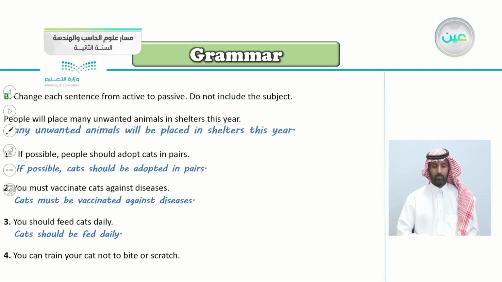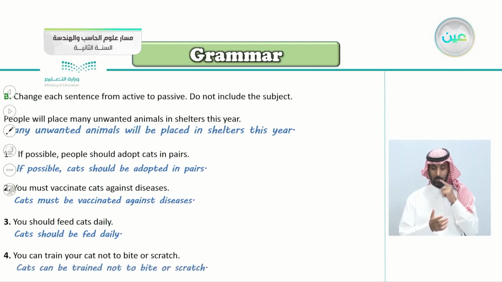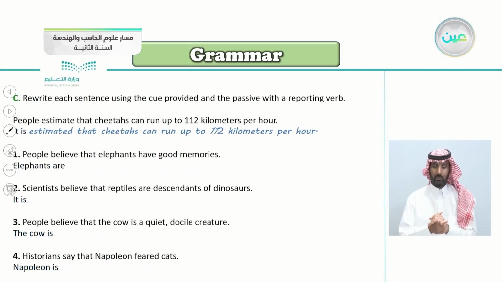Number four, you can train your cat not to bite or scratch. So what do we say here? Yes, your cat can be trained not to bite or scratch. Moving on to exercise C here. Rewrite each sentence using the cue provided and the passive with a reporting verb.